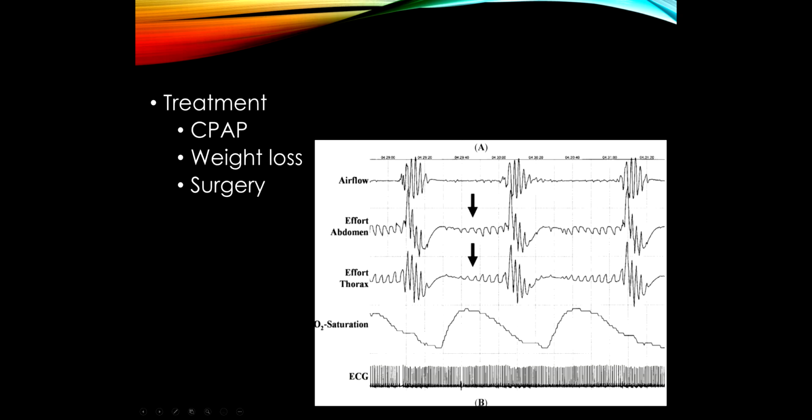So in terms of diagnosis, here we have airflow, abdominal effort, and thoracic effort to open the airway. One thing that's a little bit confusing: we can measure oxygen saturation during the sleep study. The patient is breathing here, but because of the slow pulmonary circulation time, the oxygen desaturation lags behind when someone takes a breath. So you take a breath here, and the oxygen goes up here.